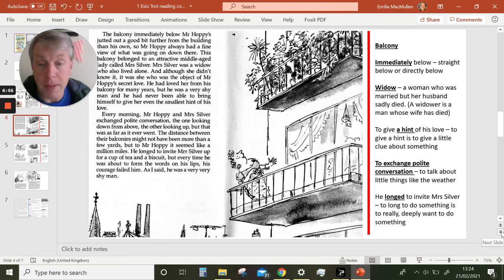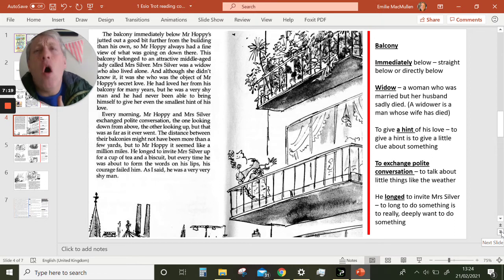Every morning, Mr. Hoppy and Mrs. Silver exchanged polite conversation, the one looking down from above, the other looking up, but that was as far as it ever went. The distance between their balconies might not have been more than a few yards, but to Mr. Hoppy it seemed like 1,000,000 miles.